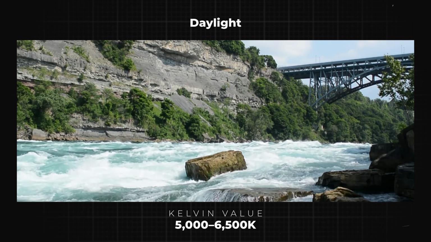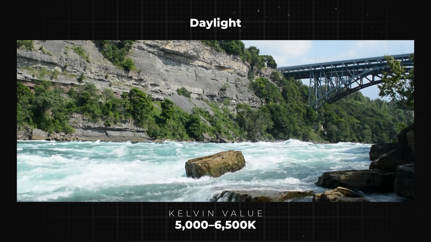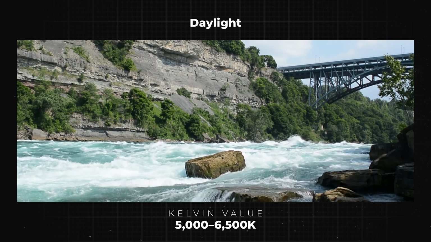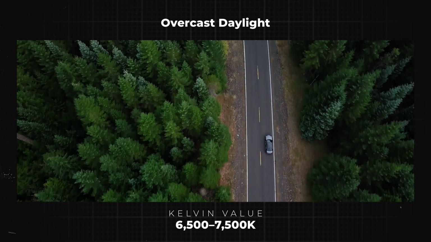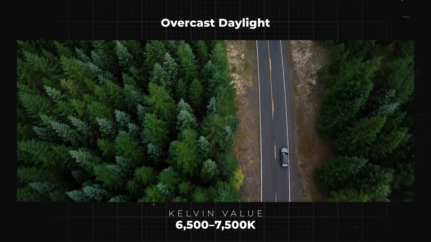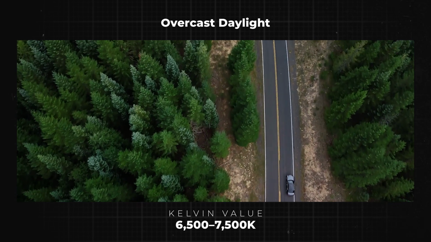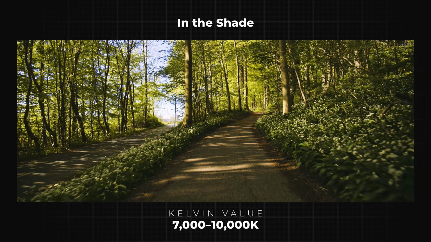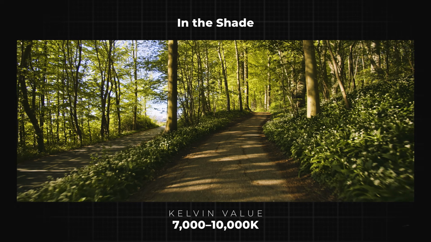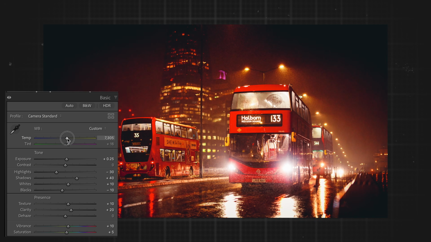And then we have daylight, which is more neutral white light. And that can be found between 5000 to 6500 Kelvin. Next, we have overcast daylight, which can be between 6500 to 7000 Kelvin. And if you're photographing in the shade, well, that could be very cool, between 7000 to 10,000 Kelvin. So you can see how the temperature of the light can actually affect the overall atmosphere of your photo.